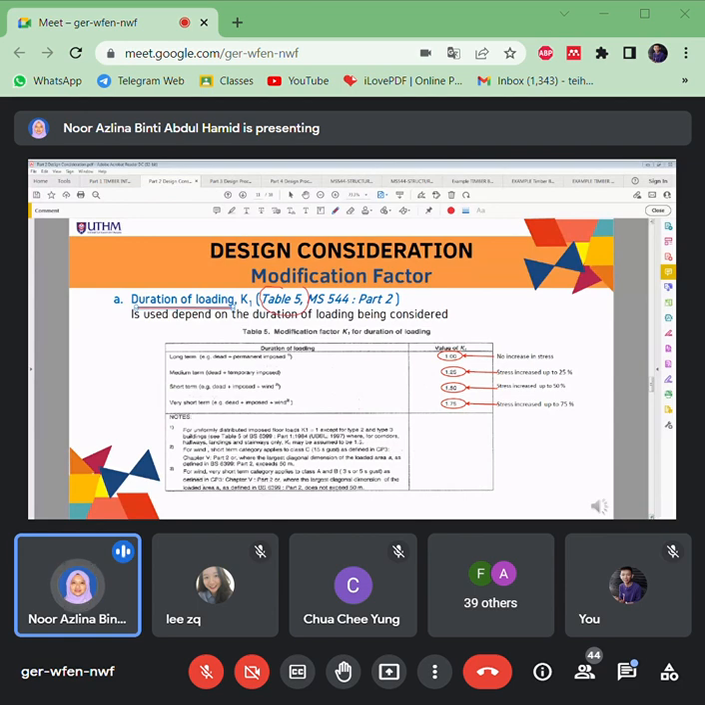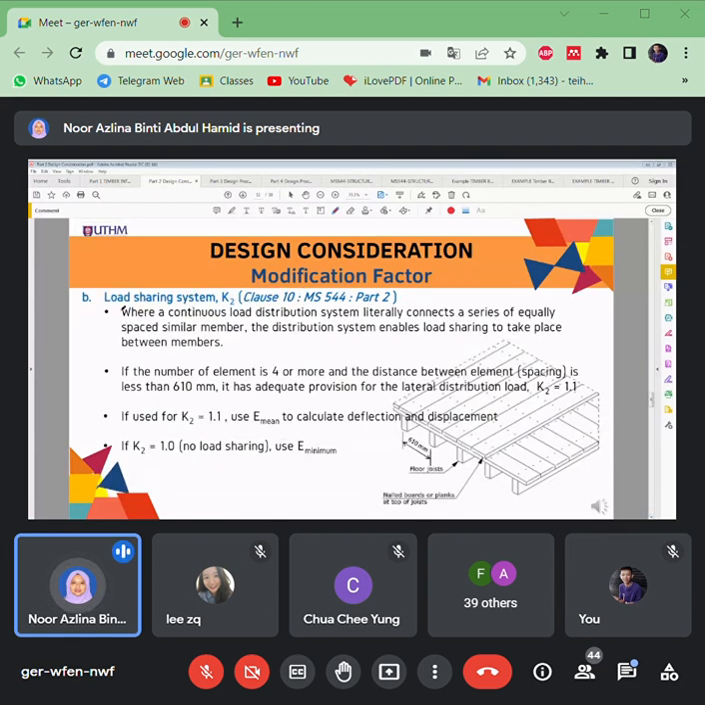That's for K1. Then we go for K2. It's about the load sharing system. If there is no sharing system, it is just a simply supported timber beam that stands alone. There's no continuity with other structure. So that means K2 is equal to 1, it's no load sharing system. That means for the E or modulus, you have to use E minimum. We have two E, right? Either E mean or E minimum. If K2 is equal to 1, which is no load sharing, you have to use E minimum.